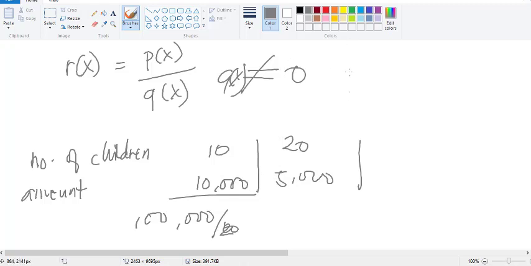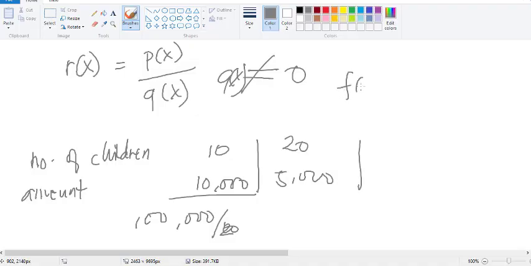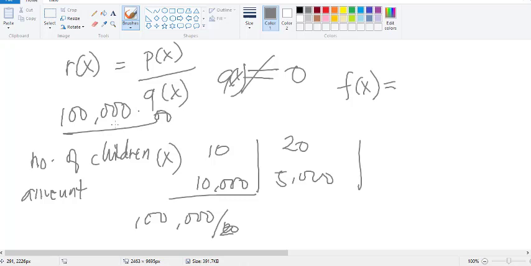mathematical model. Kunwari, anong ginamit niyang dito, function of x, no? So, ang function of x natin, where x is the number of children. X is number of the children, kasi yun yung variable natin. Yung 100,000, alam na natin na yan talaga, hindi yan magbabago, kasi yan na nga yung i-allocate ng gobyerno. Pero yung number of children, yun yung hindi natin alam. Kaya siya yung variable dito sa mathematical model na ito.